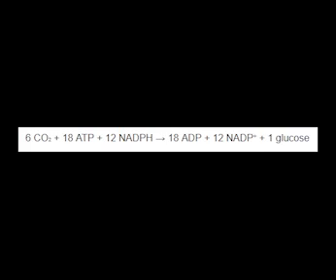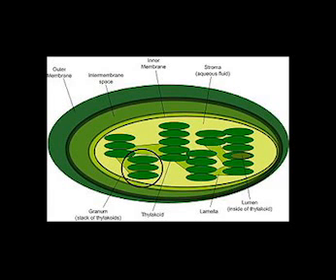This process can be summarized in the equation provided. Chloroplasts are the sites where both the light-dependent and light-independent reactions of photosynthesis occur. Chloroplasts consist of the following areas.